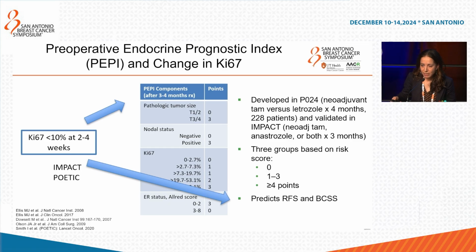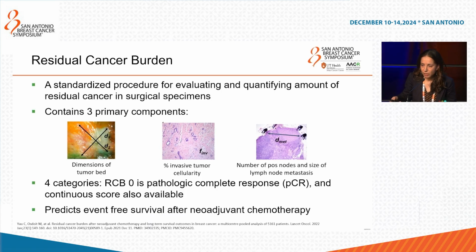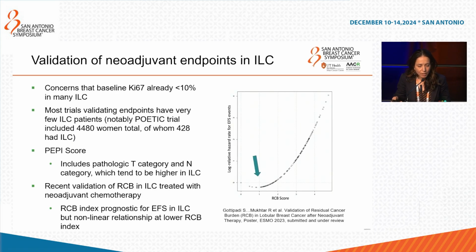For patients who receive neoadjuvant chemotherapy, you can use the residual cancer burden. The residual cancer burden is a way of quantifying the amount of invasive disease that's left over in the breast and lymph nodes after neoadjuvant chemotherapy. RCB 0 means that there is no invasive tumor left in the breast or lymph nodes, and this is equivalent to pathologic complete response. RCB is a continuous score as well as categorical, and it does predict event-free survival after neoadjuvant chemotherapy. But how do these endpoints relate to lobular cancer?